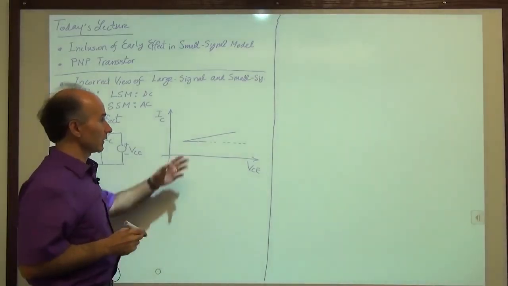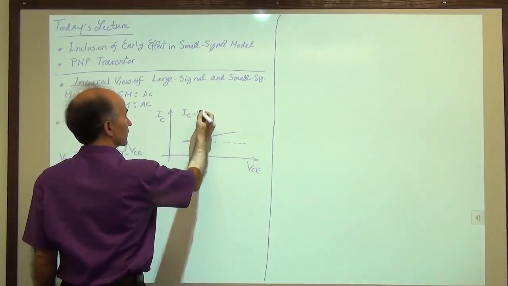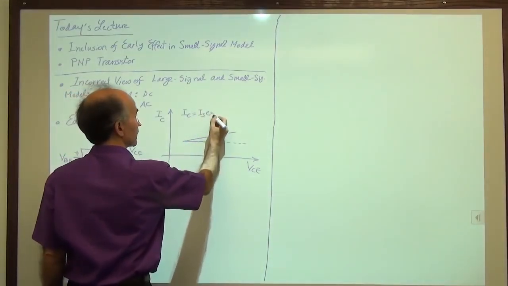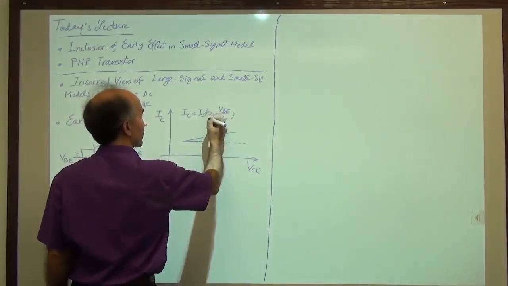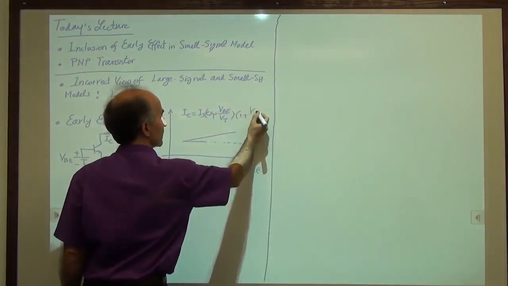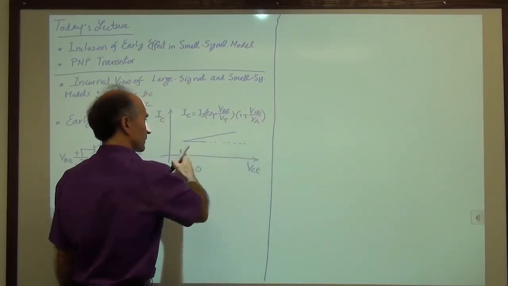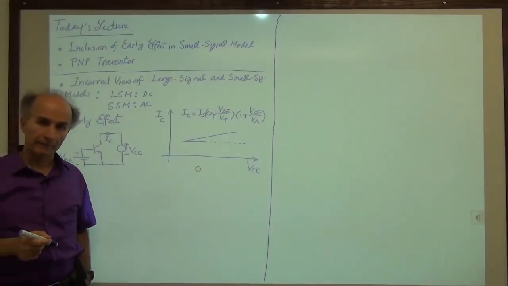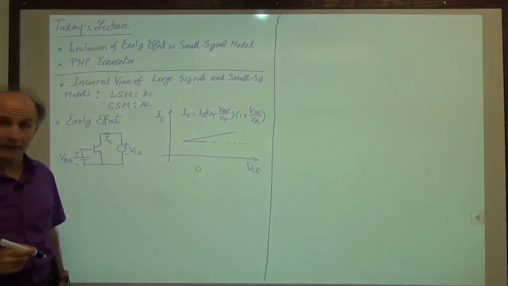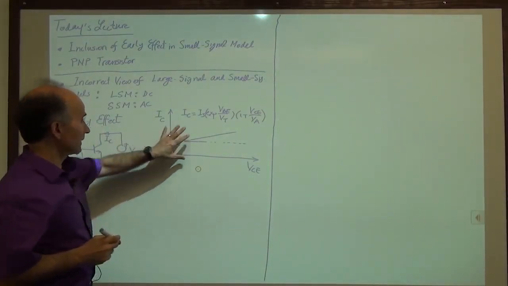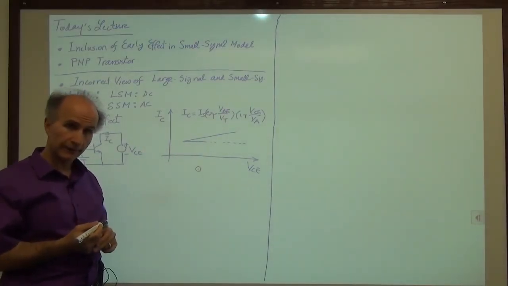All right, and the model that we just mentioned for this, the large signal model, was IC equal to IS times exp of VBE over VT, and then 1 plus VCE over VA as a simple approximation of this behavior. Okay, so that's what we have. And now what we need to understand is how this affects our small signal model.